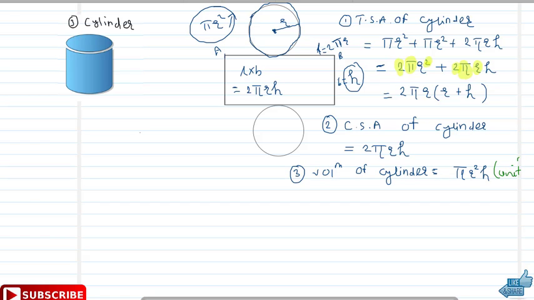And in both of the other ones, it is unit square. Okay, unit square. Understood about the cylinder? So TSA of a cylinder is 2 pi r in bracket r plus h, CSA of a cylinder is 2 pi r h, and volume of cylinder is pi r square h. Now let's talk about another figure, that is the cone.